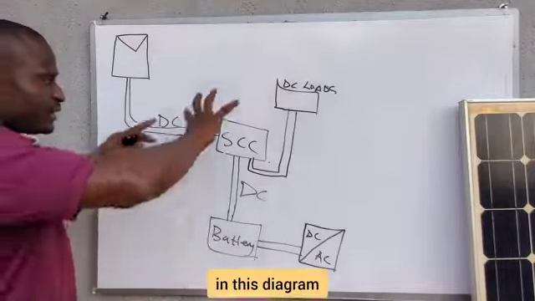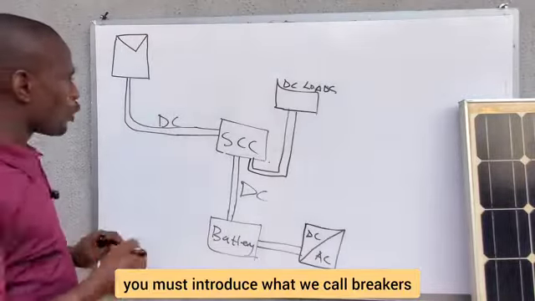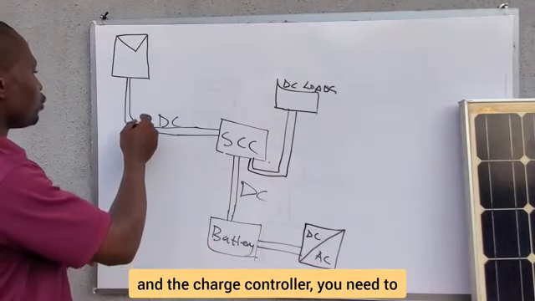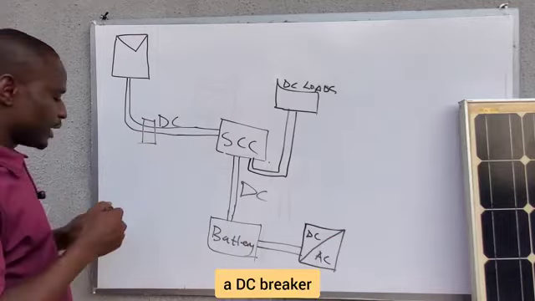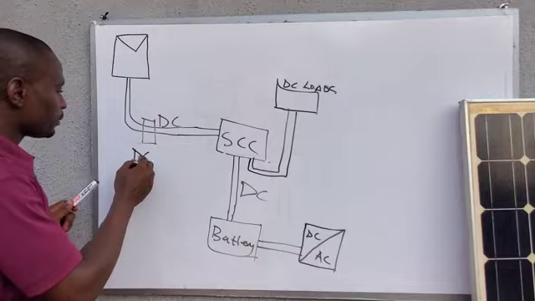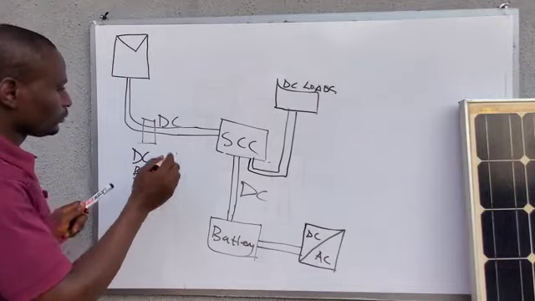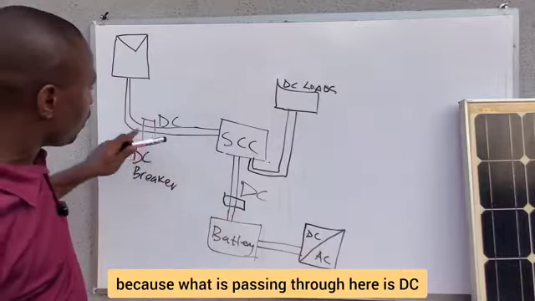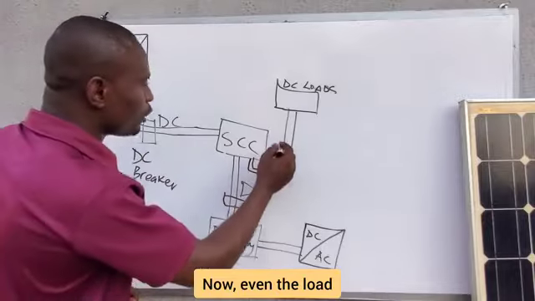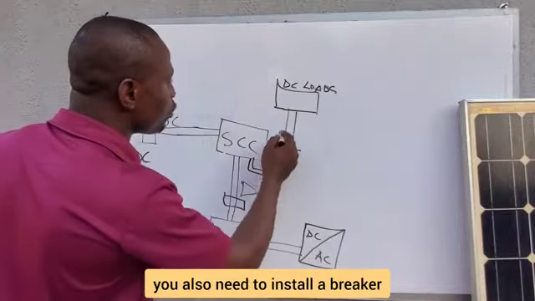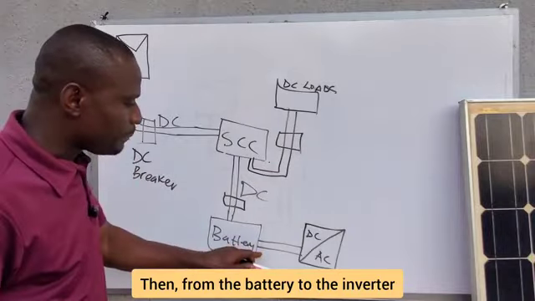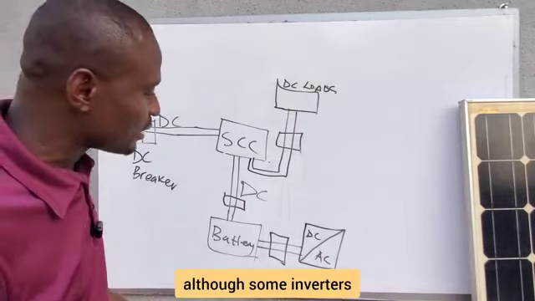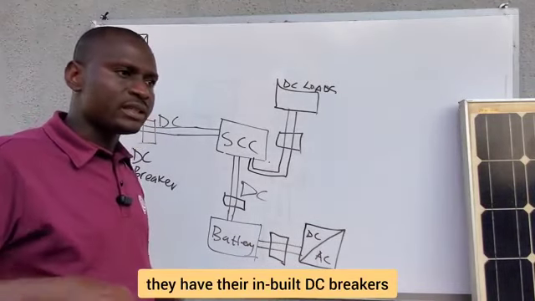Now, in this diagram, you must introduce what we call breakers. There must be breakers between the solar panel and the charge controller. You need to install a DC breaker here. Between the solar charge controller and the battery, you also need to install a DC breaker, because what is passing through here is DC. Even for the load, if you have a DC load, you also need to install a breaker. Then from the battery to the inverter, you also need to install a DC breaker, although most modern inverters have inbuilt DC breakers.